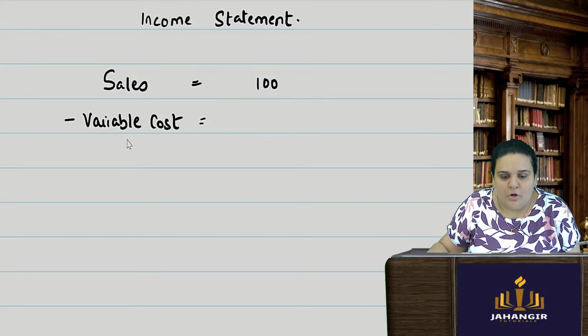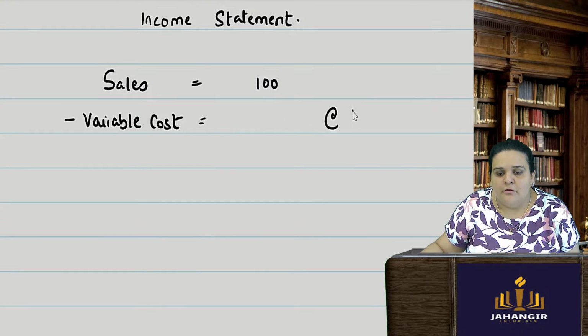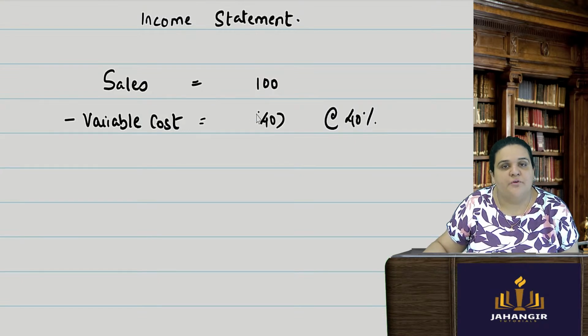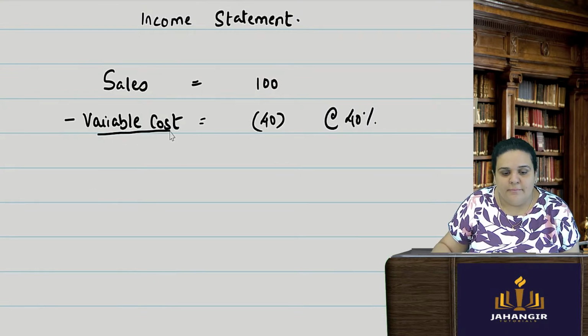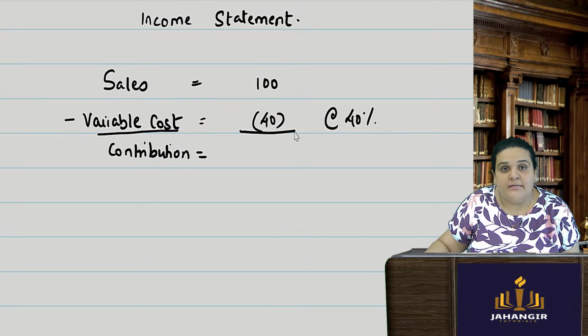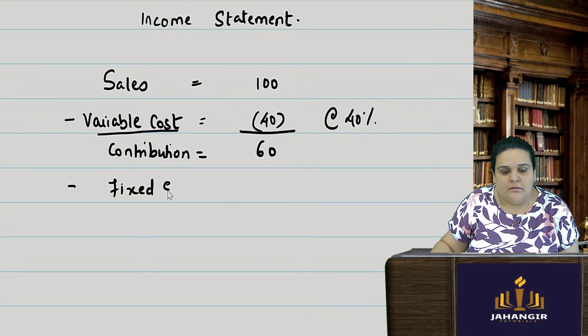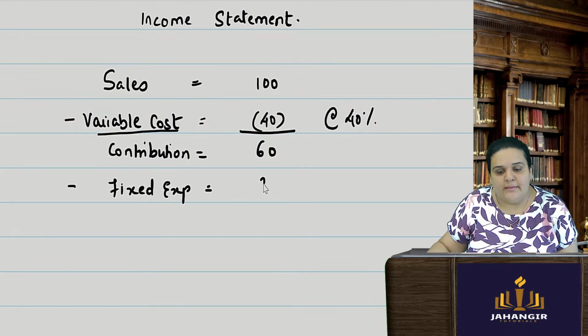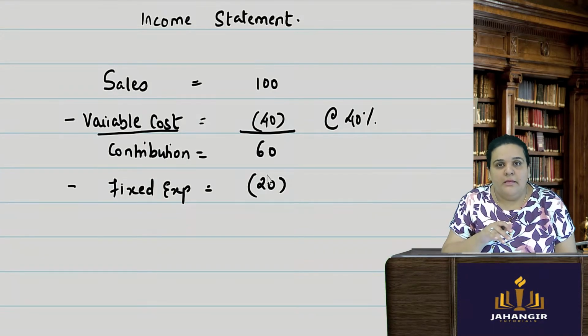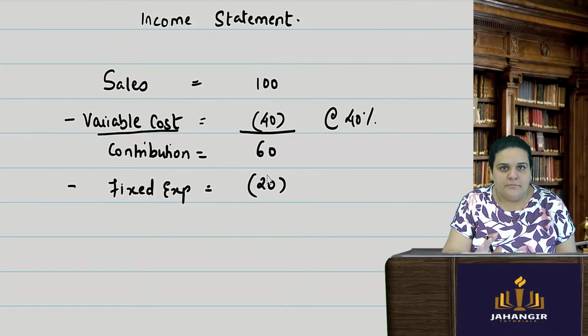So say my variable cost is at the rate of 40%. So your variable cost is 40. That will give me my contribution, which is nothing but 60. Now if I am telling you that I have fixed expenses of 20. Now fixed expenses remain the same irrespective of the sales.